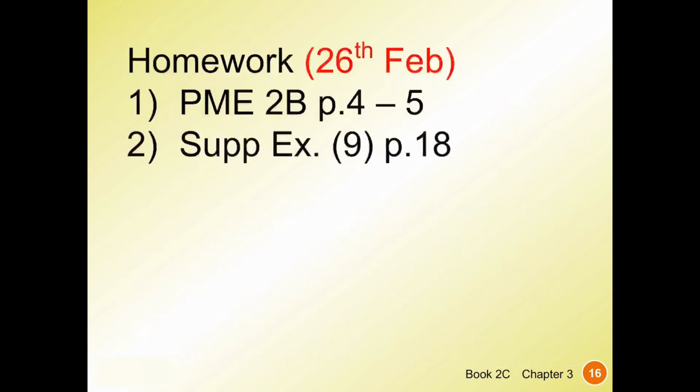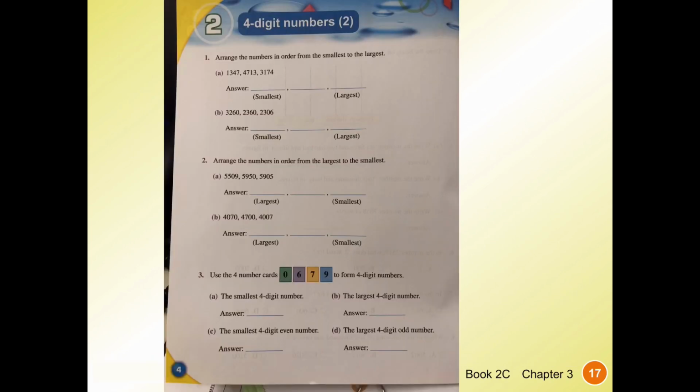For today's homework will be PME 2B page 4 to 5 and supplementary exercise page 18. For page 4 of PME 2B, for question number 3, when you are asked to form the smallest 4-digit number, remember, for the very first digit, it cannot be a 0. Otherwise, it will become a 3-digit number.